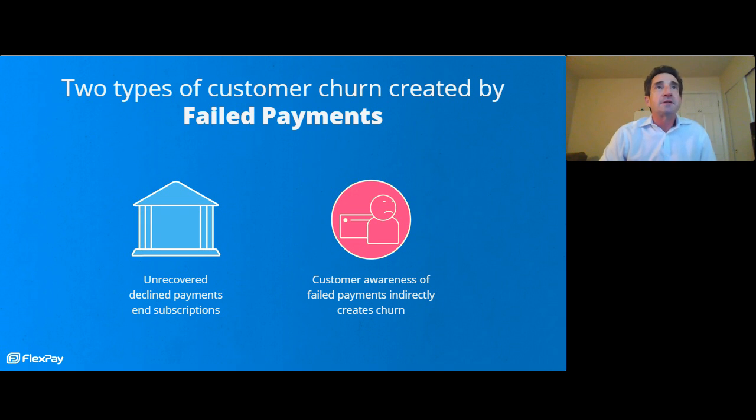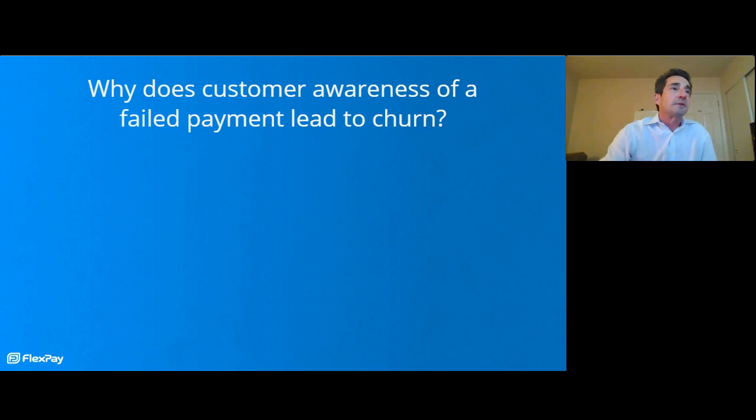Now, there are two types of churn that are created by failed payments. The obvious type of churn is when there is a declined payment by the bank that's made on one of your customers' credit card requests, and it's unrecovered. And of course, that will end the subscription because there's no payment being made. The other type of churn is where the customer becomes aware of the failed payment, and because of that awareness, they actively end their subscription. And this indirect cause may not be well understood, but let's dive into why this occurs.